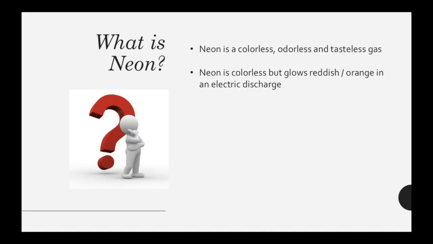Neon is a colorless, odorless, and tasteless gas, but even though neon is a colorless gas, it glows bright orange-red if an electric current passes through it and creates an electric discharge, and this is also why it's being used for neon lights.